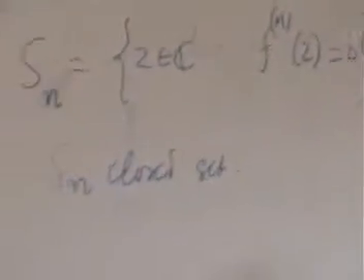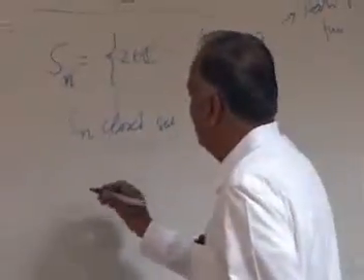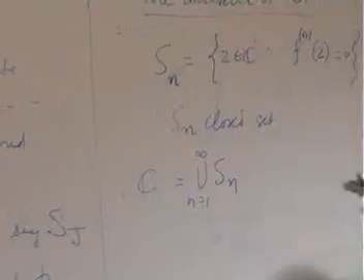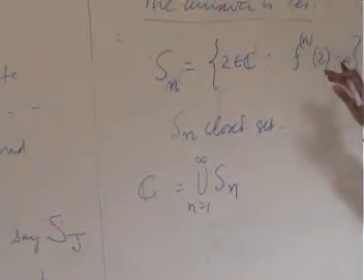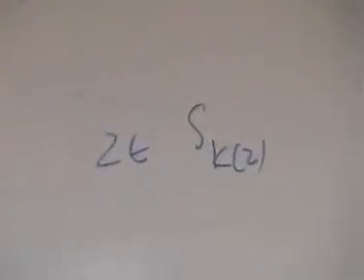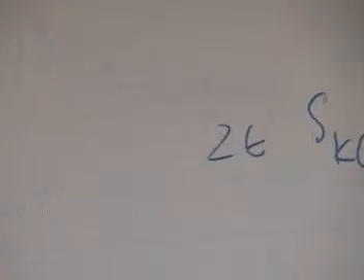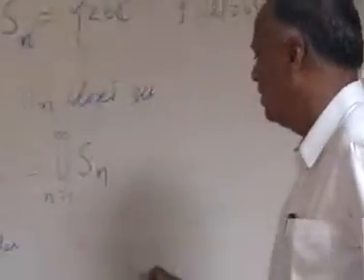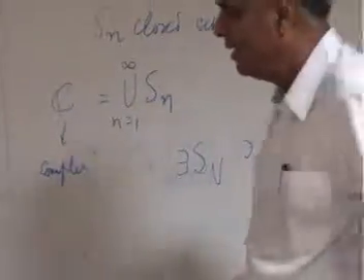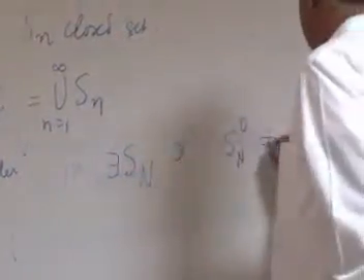So Sn is a closed set, and the union of the Sn is C, because every point will belong to one of the Sn's, since some derivative will have to vanish. In particular z will belong to S_kz, isn't it? Because the kz-th derivative vanishes at z, so it will belong to S_k itself. So all the points will belong to one or the other. So C is the union, but C is complete. What does that say? Therefore, there exists an Sn such that the interior of Sn is not empty.